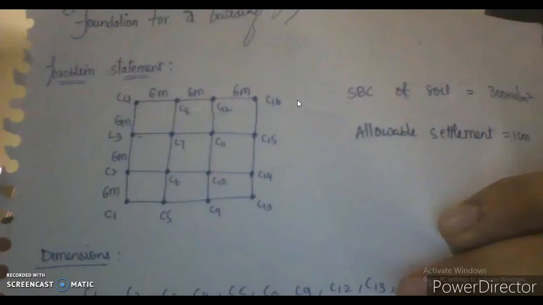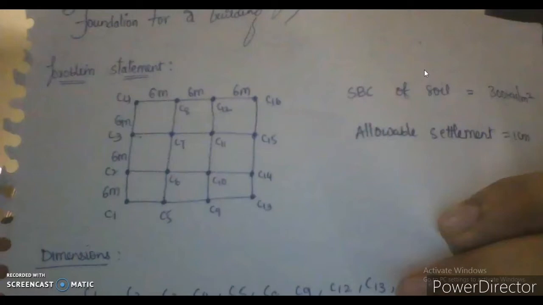So here is the problem statement. We need to design the foundation in such a way that there are 4 columns in each row and 4 columns in each column. According to the question, it is very clear that from the plan view the distance between two successive columns needs to be 6 meters, and it is also given that the safe bearing capacity of soil is 300 kilonewton per meter square and the allowable settlement is 1 centimeter.